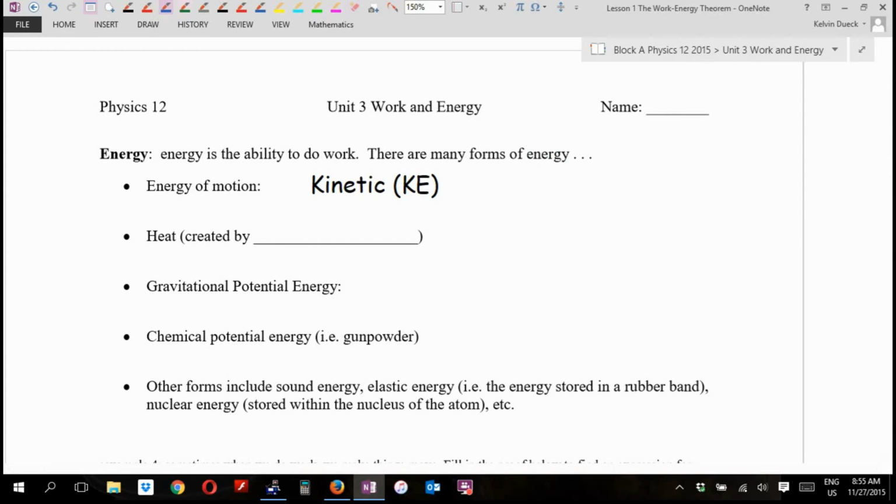Heat. What's heat created by? Friction. Heat is a form of energy. Usually heat lost due to friction.